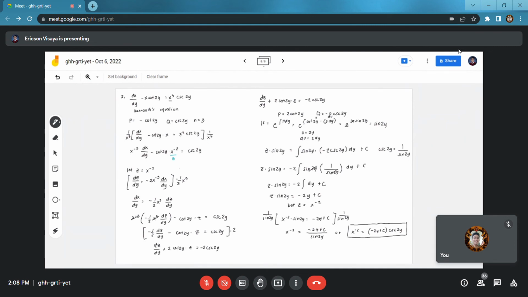So far, nasusundan nyo naman yung concept ng ating equation reducible to linear form. Or gusto nyo pa ng isang sample bago tayo mag-move sa ating other topic ngayon? More, Sir. Ito po, example, sir. Isa pa.